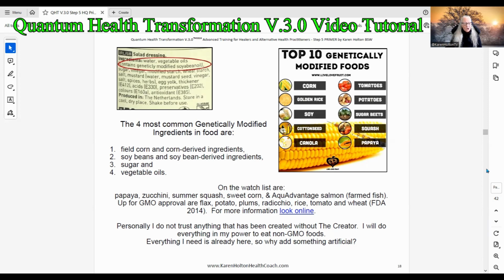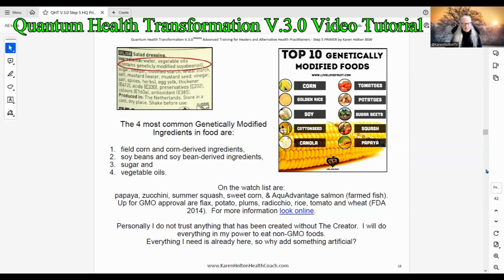On the watch list are papaya, zucchini, summer squash, sweet corn, AquAdvantage salmon, farmed fish. Up for GMO approval are flax, potato, plums, radicchio, rice, tomato, and wheat. And this is according to the FDA 2014. Now it is 10 years later. You can pretty much guarantee that these and many more are GMO. For more information, you can look online, and I have a link here in the PDF.